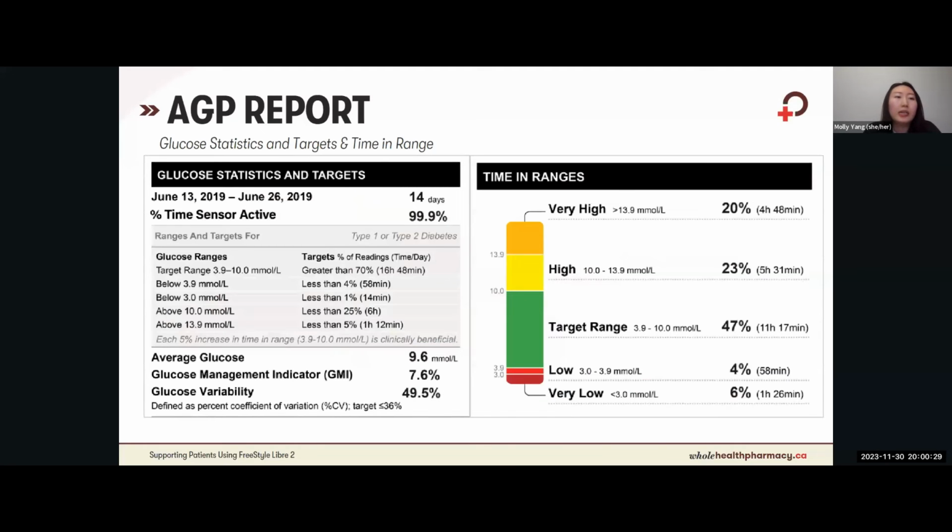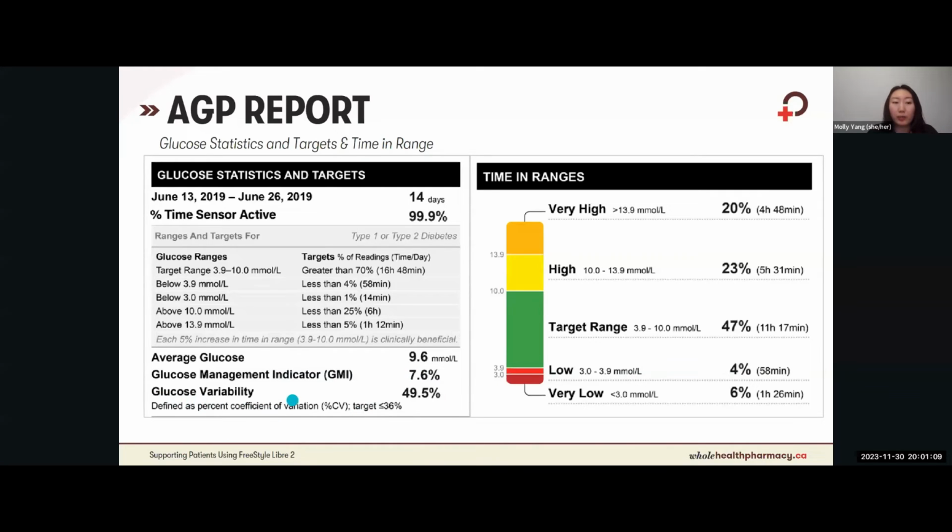So let's look deeper at the AGP report. At the very top of the report, we have the glucose statistics and targets and the time in range. So on this half of this page, what you're interested in is again that percent time sensor active. So how active was it? Obviously, it's very high because now it's real time. So you're going to see a high value. You're going to look at the average glucose. So for this patient, it was 9.6 millimole per liter. So that's their average glucose. The GMI is the estimated A1C. So their estimated A1C is actually 7.6 for this patient.